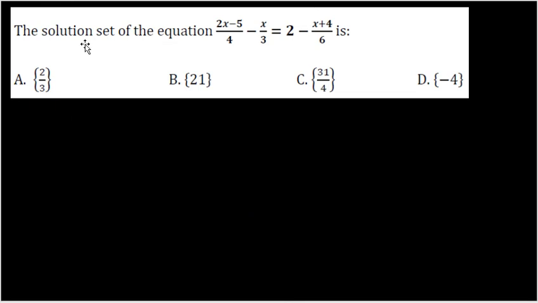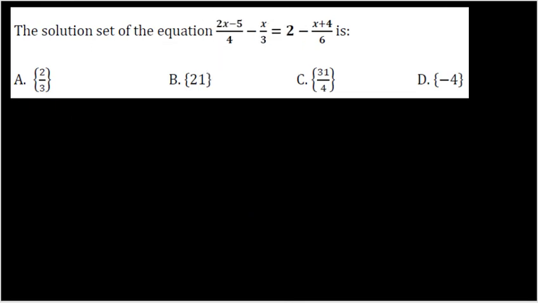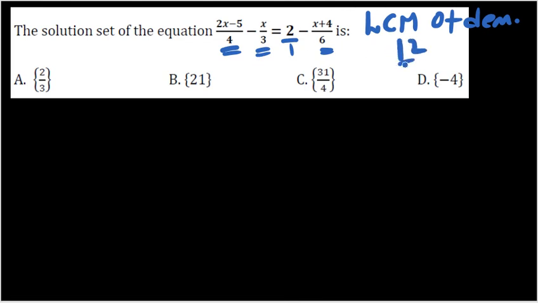The next question, it is an equation having denominators. As you see, the denominators are here 4, here 3, here 6. This denominator, it's 1. So first we have to find the LCM of these numbers. The LCM of the denominator numbers, that's 4, 3 and 6, will be 12. So we'll multiply everything by 12. Let's do it.